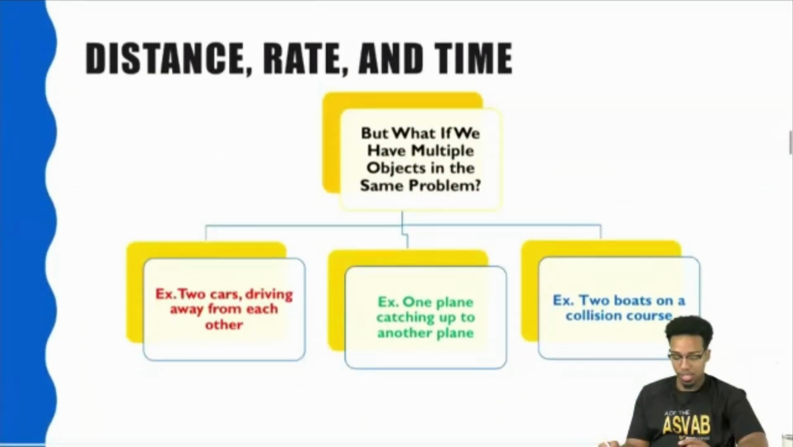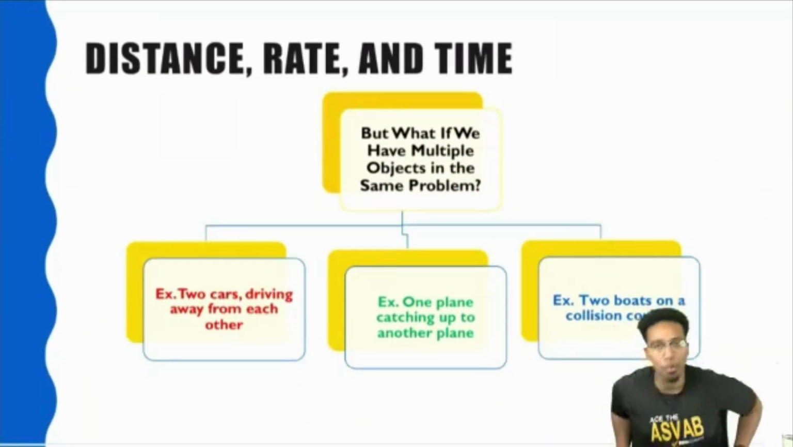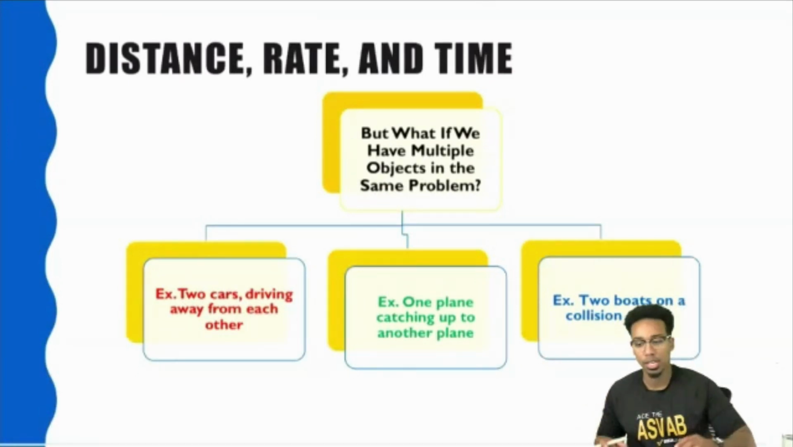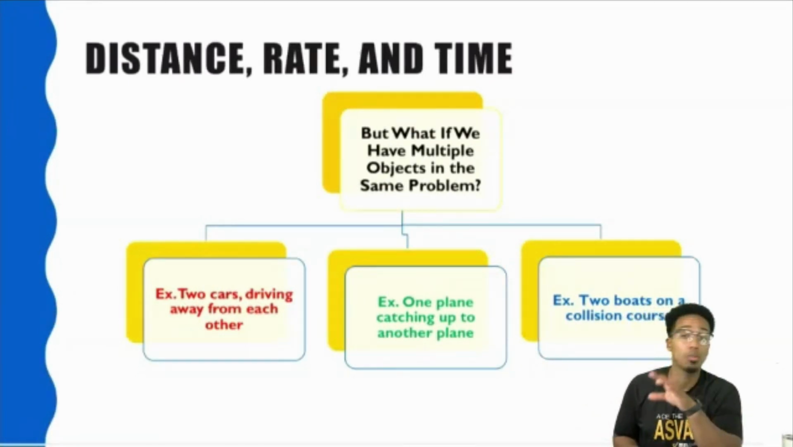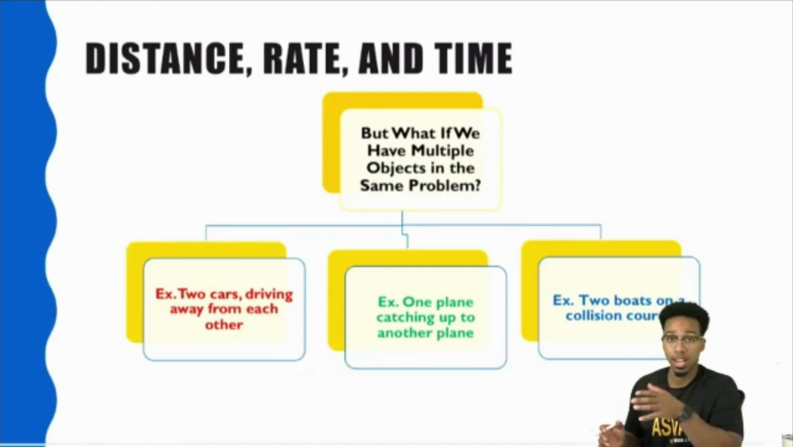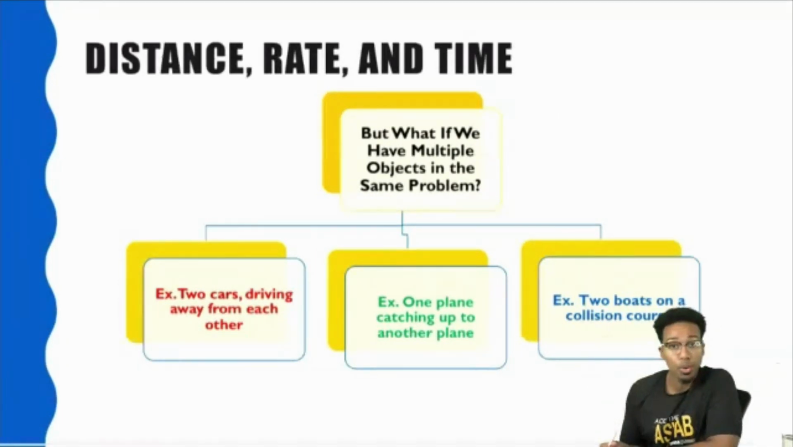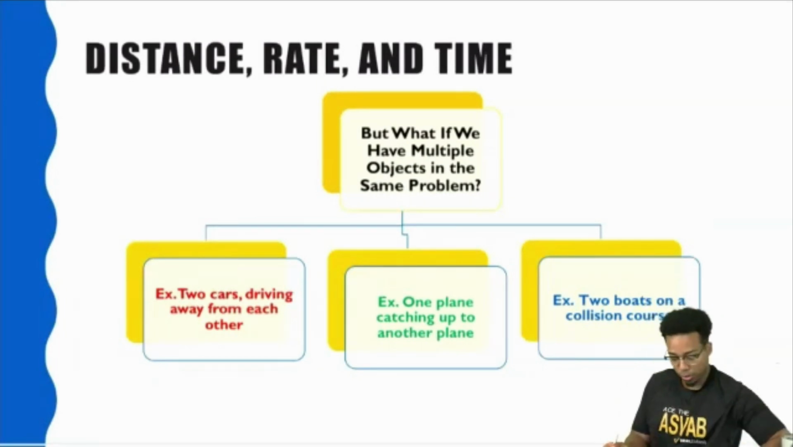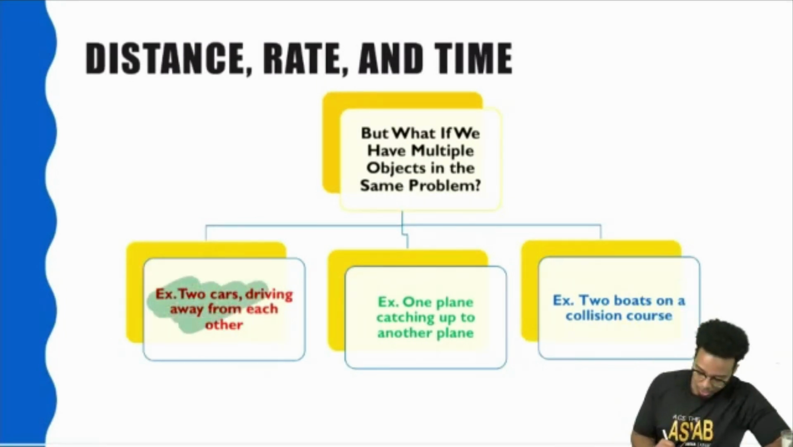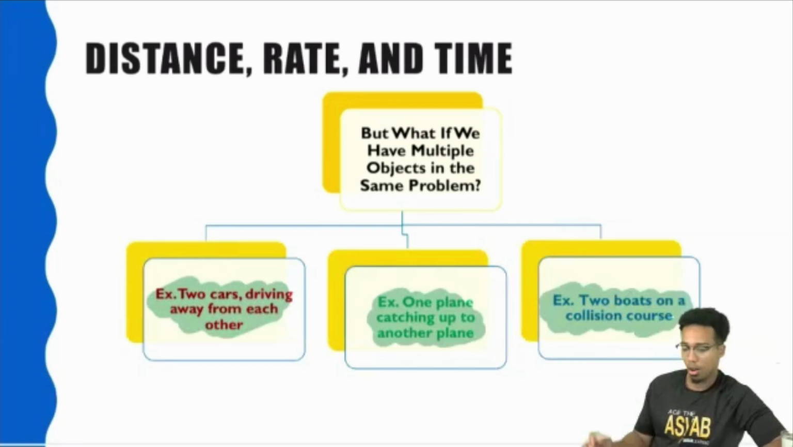Now, when it comes to distance, rate, time, again, you've got multiple objects. This is what we're dealing with today. So remember, if you're going to be joining us tomorrow, we're going to be doing single object distance, rate, time tomorrow. Today, we're doing multi-object, where you have two or more objects. By objects, that means people, cars, planes, trains, whatever it is. Some examples: two cars driving away from each other, a plane trying to catch up to another one, two boats on a collision course. All of these would be good examples.